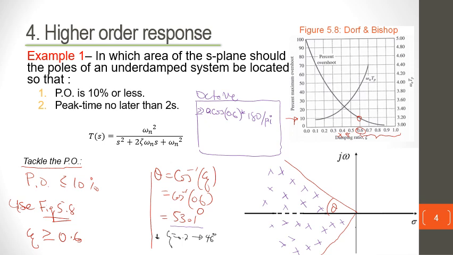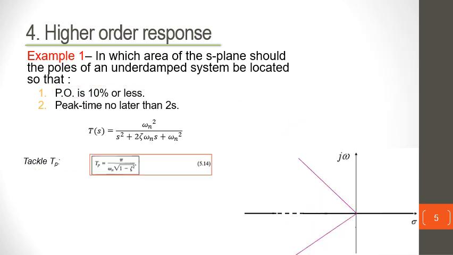So this condition of the peak overshoot of less than 10% gives us the first condition in our sketch, which is the angle of 53 degrees. So having used the peak overshoot, we have established that this would be a desirable area of our poles, whereby this angle is equal to 53 degrees.